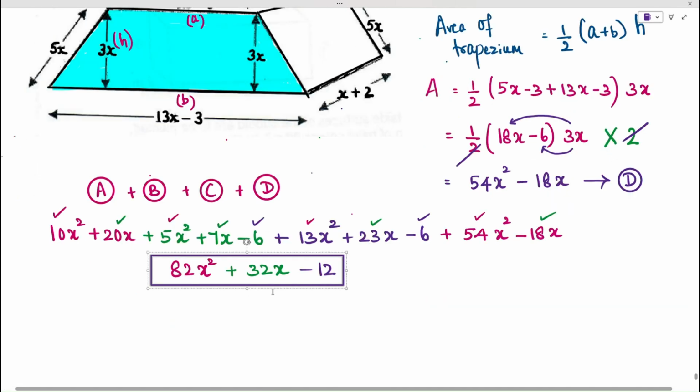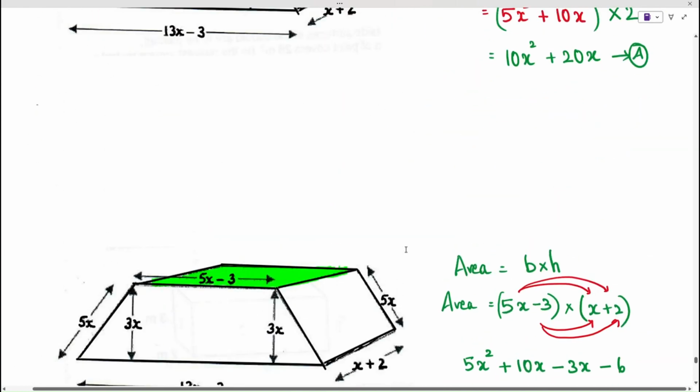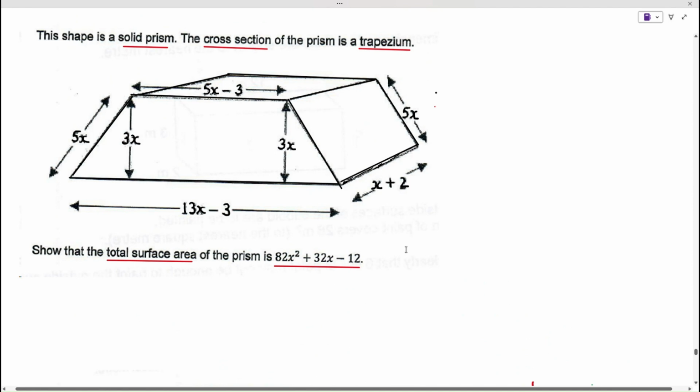If we compare this value of 82x squared plus 32x minus 12 to the value we had in the question above, we can see that the answer we have got is the same as the value that they've given in the question. So we have shown, as asked in the question, that the total surface area of the prism that they have given is 82x squared plus 32x minus 12.